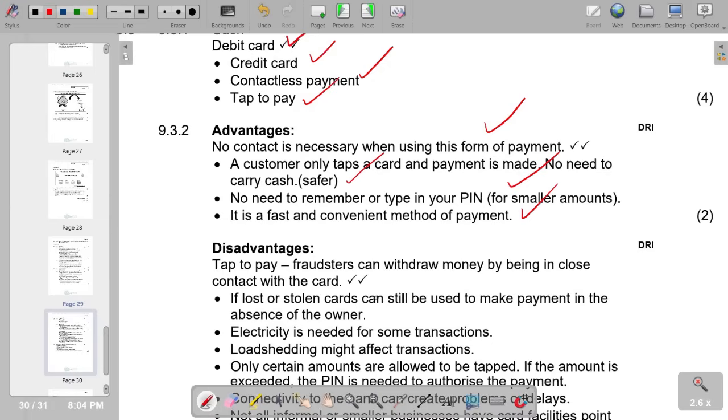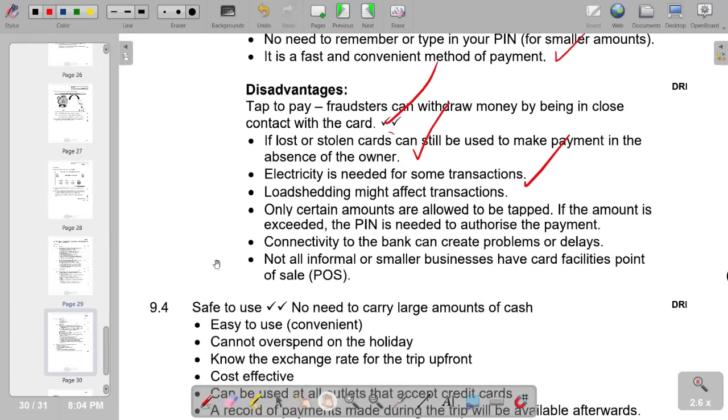in close contact with the card. And also, if lost or stolen, cards can still be used to make payment in the absence of the owner. So if a person gets access to the PIN, they can use that card. That is a disadvantage. So electricity is needed for some transactions. So electricity, power, is a problem. If it's not there, sometimes the transaction cannot be processed. So these are some of the disadvantages that we have.